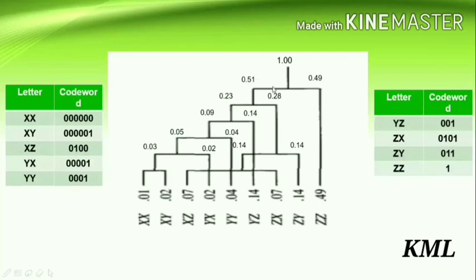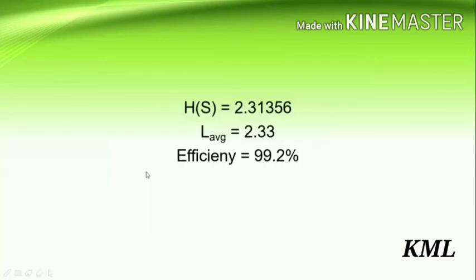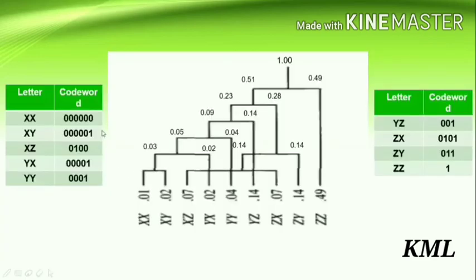So what do we get? We have left subtree here. So 0, 0, 0, 0, 0 and 0. So total 6 zeros for XX. Now for XY we get 0, 0, 0, 0, 0 and 1. So for XY we got 5 zeros and 1.